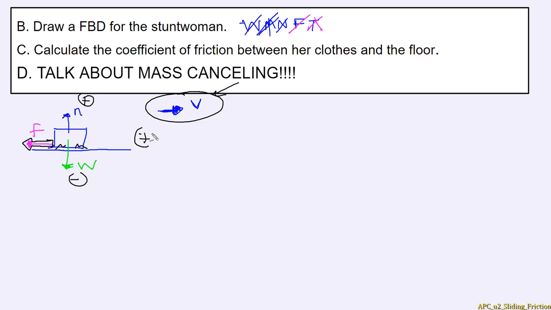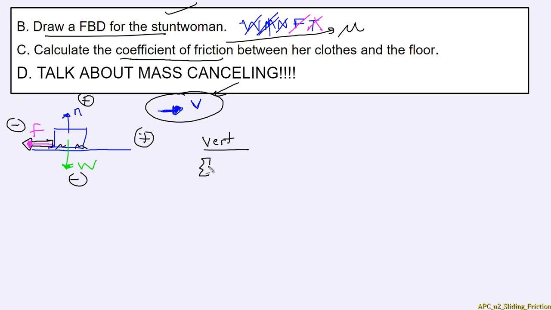Okay, so B is checked, draw the force diagram. C, calculate the coefficient of friction, and that is a fancy way of saying find mu. So even though there's no angles, we need to look at the vertical column to find the normal force. So we're going to say sigma F, the sum of the forces, equals 0 because she's not accelerating up and down. So normal minus mg equals 0. So normal equals mg.